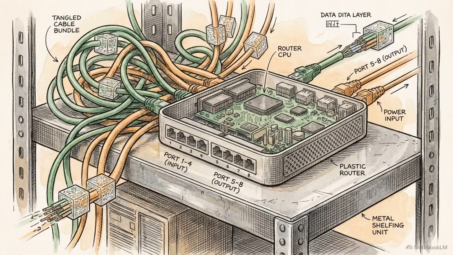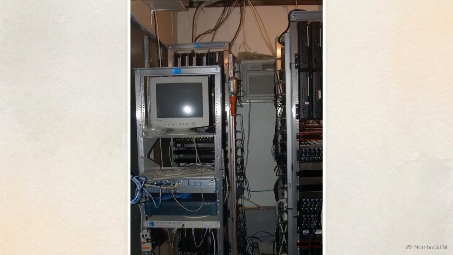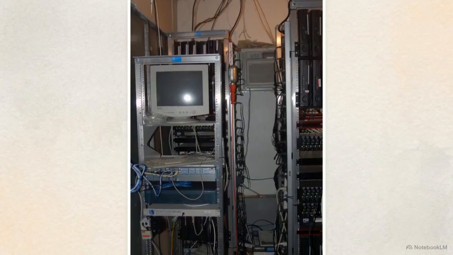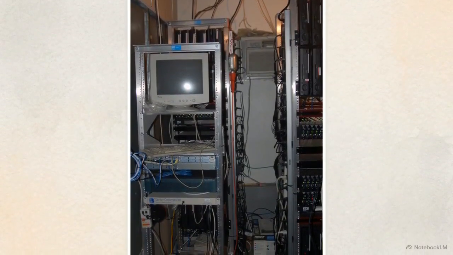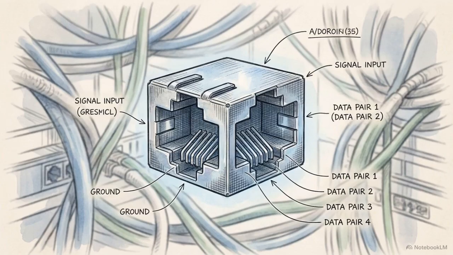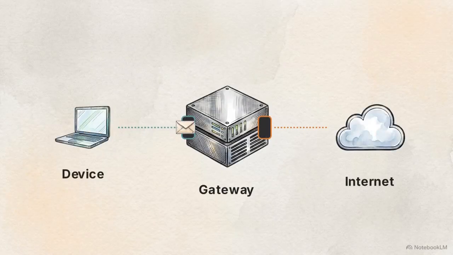If you have ever looked at the back of an office router, you have seen a chaotic wall of ports, blinking lights, and a tangle of colored wires. In networking, these connection points are known as interfaces. They are the specific entry and exit points that allow data to move between devices or out to the internet.